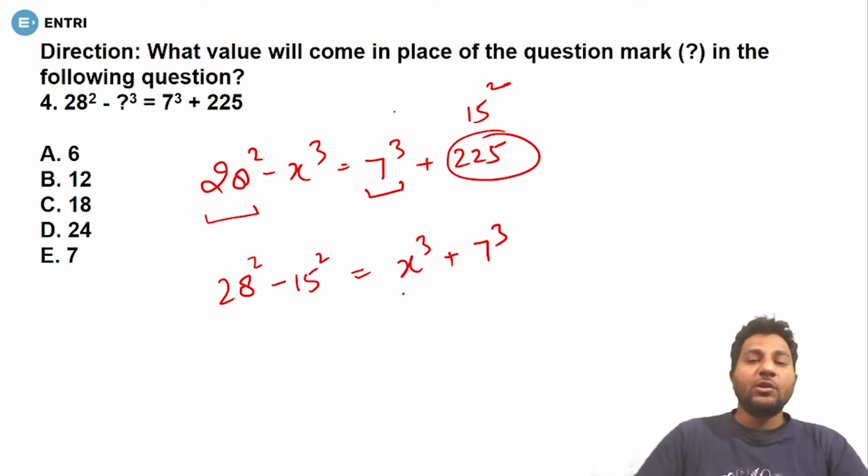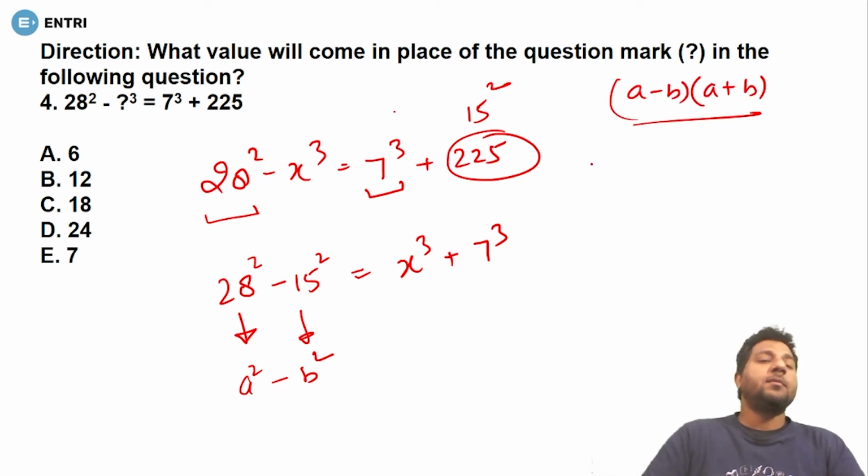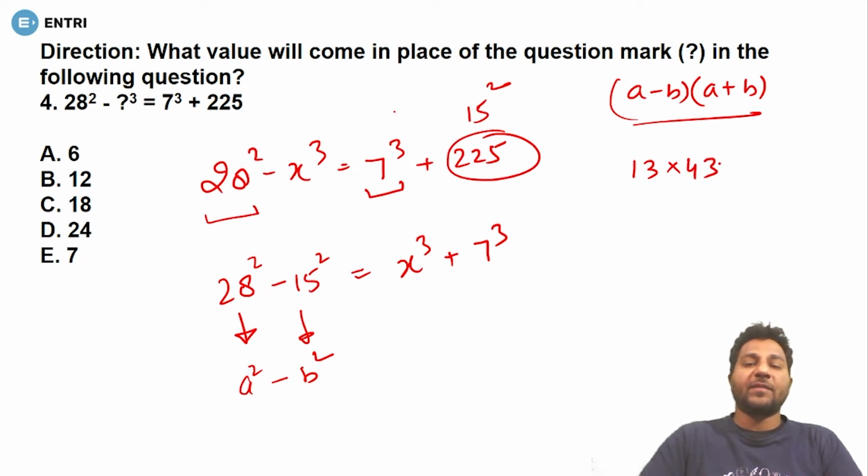Just don't do anything. Now how can you solve this kind of question? Look at this. It is the form of a square minus b square, and as you know, whenever you get the form of a square minus b square, you will do a minus b and a plus b, because these are the product of a square minus b square. So first we need to subtract. That means we have been left with 13. Then we will have to add. If we are adding, we will clearly see that we will be getting 43. Now x cube plus 343. Now we can move ahead.